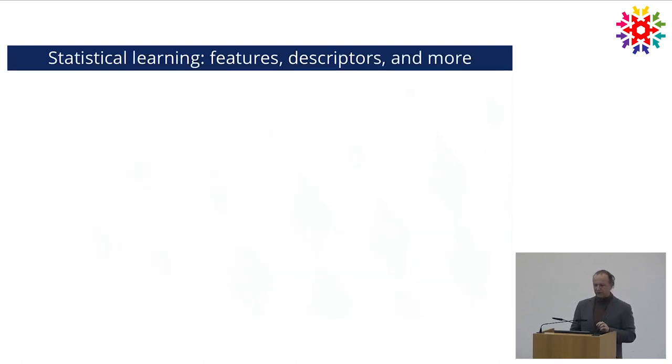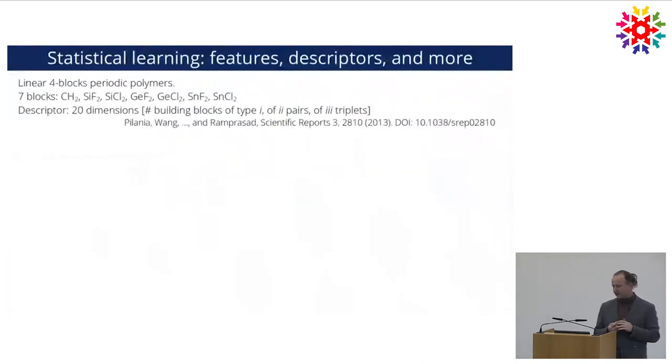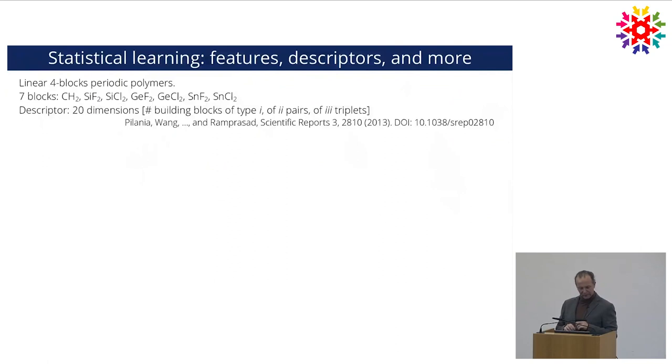So just to show a little bit how people have been creative with descriptors, I make two examples in material science. It's becoming 10 years old now, a publication by Rampi Ramprasad, one of the pioneers in machine learning for material science. In this publication, they wanted to represent block polymers. So essentially they have possible polymers made by these units, CH2, silicon fluoride, and so on.